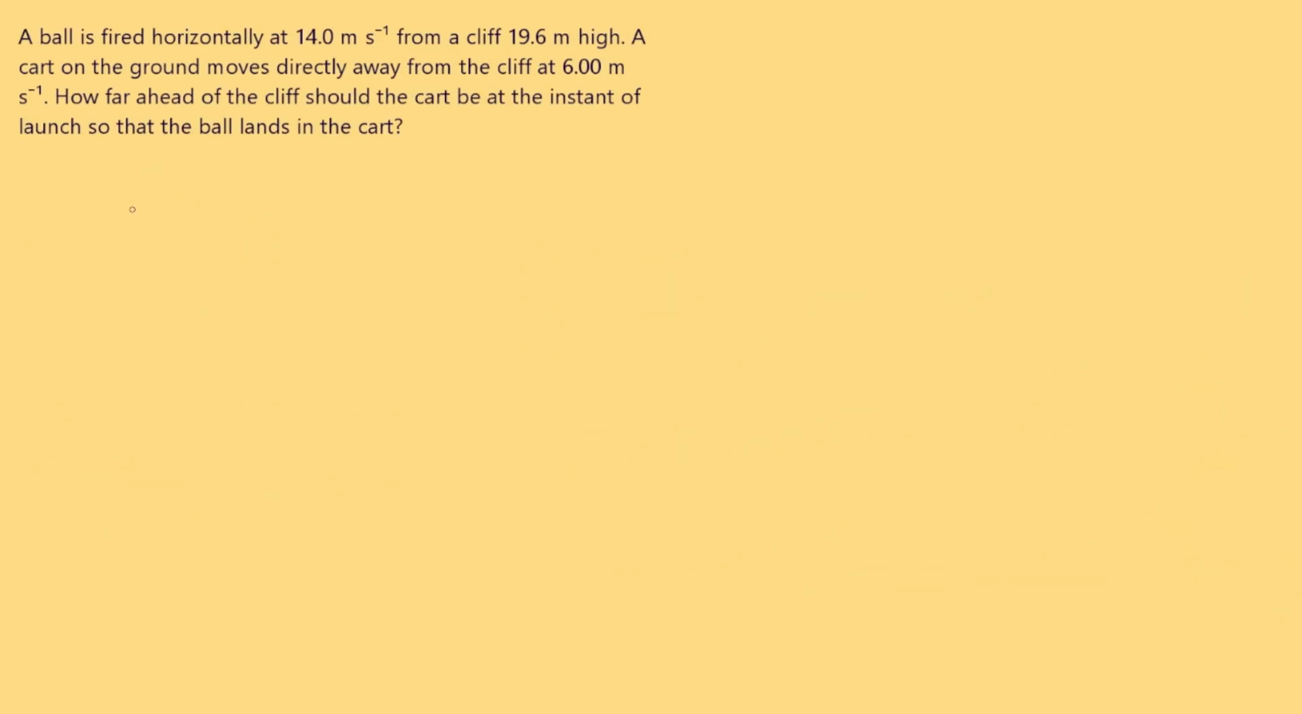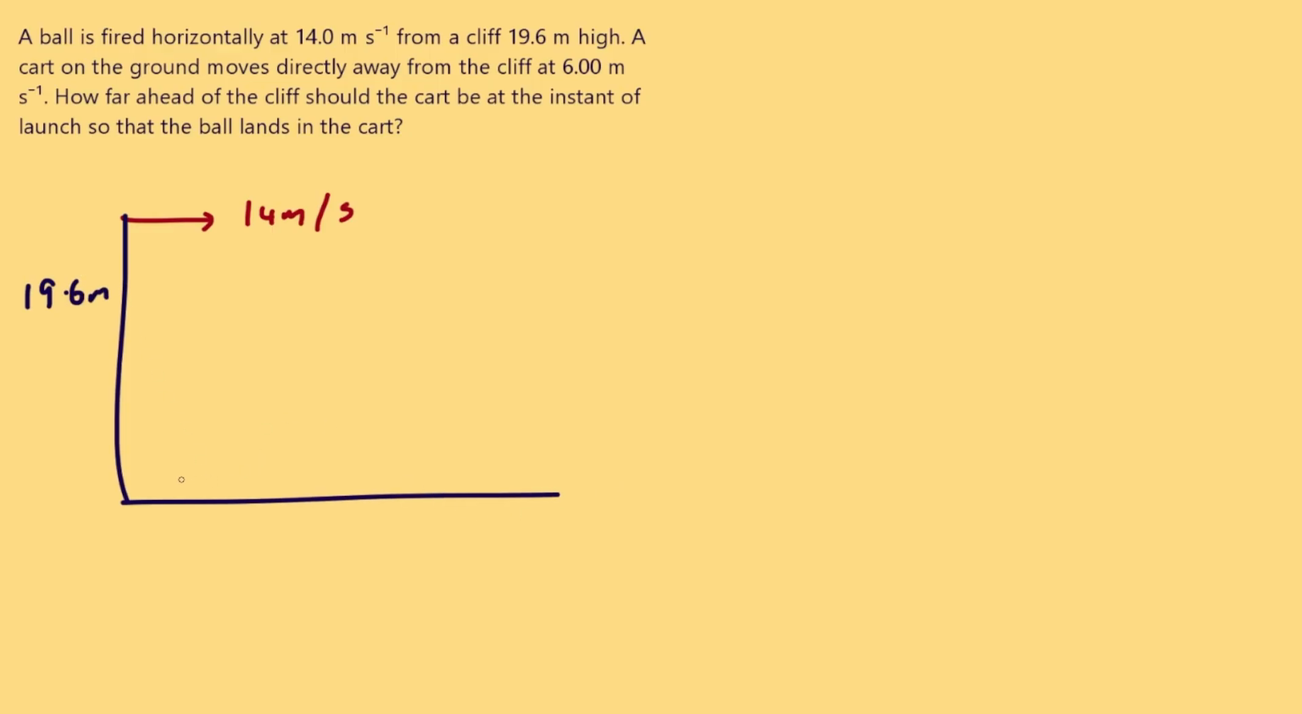Both are valid. Next problem, and this one's actually really fun. So a ball is fired horizontally at 14 meters per second. The cliff it was launched off is 19.6 meters high. The car on the ground, which we'll draw as a rectangle, moves directly away from the cliff at 6 meters per second. Here's a question. How far ahead of the cliff should the car start at the instant of the launch so that the ball will land in the car?